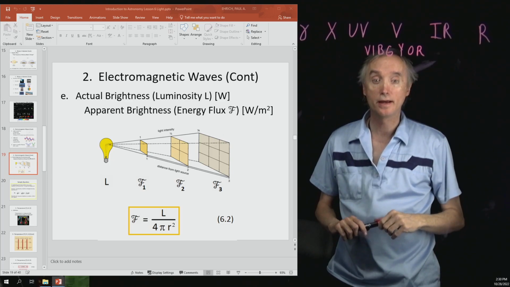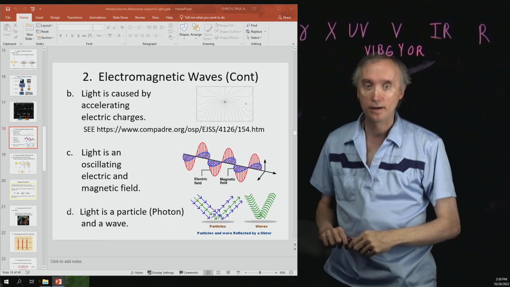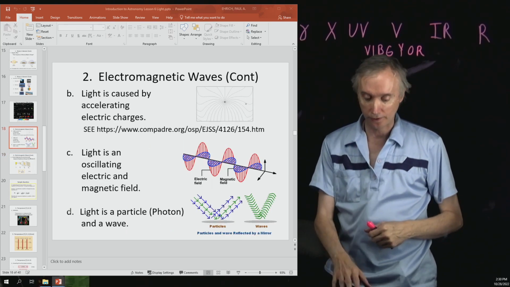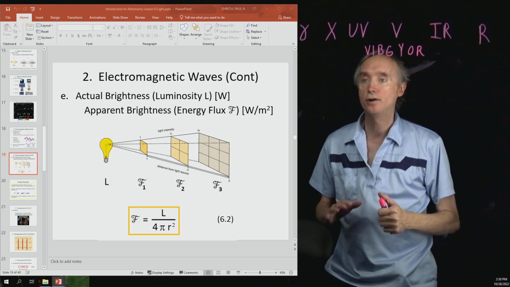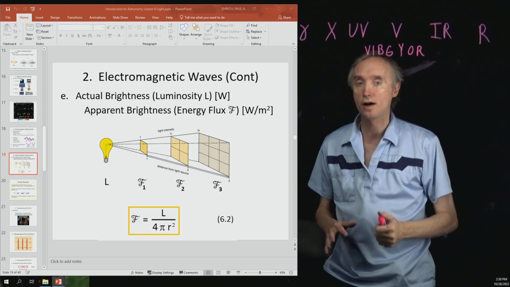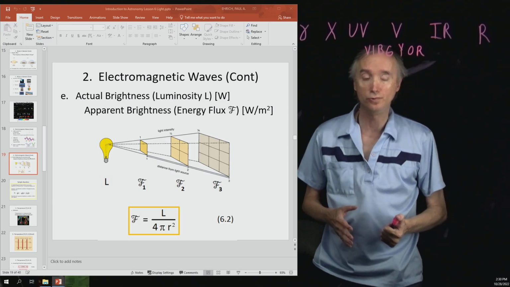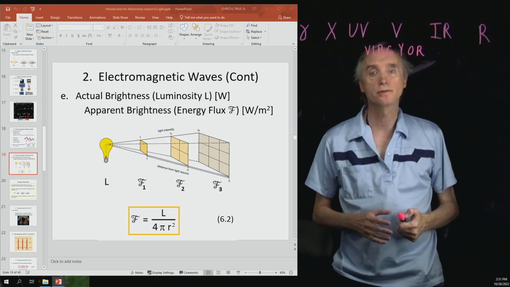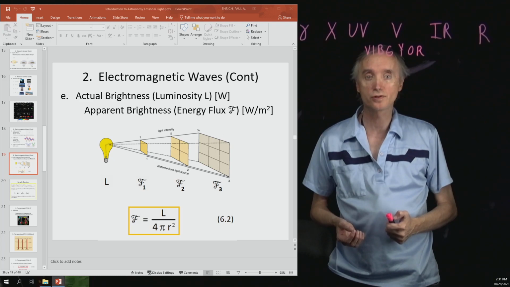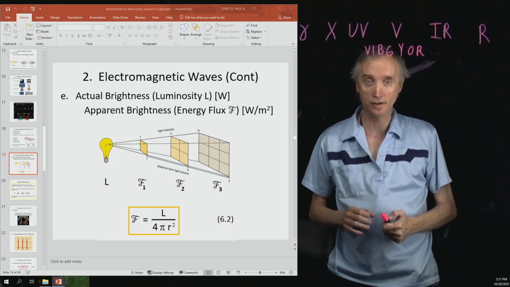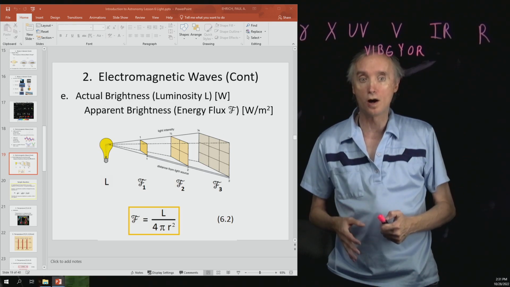Okay, I'm back, and in the previous segment, we were talking about how light is both a particle and a wave, and now in this segment, we want to talk about how the brightness of an object changes depending on distance. Well, there's actually two types of brightness. So you've got the actual brightness of an object, which is going to be called its luminosity, and is going to be measured in the metric unit watts.